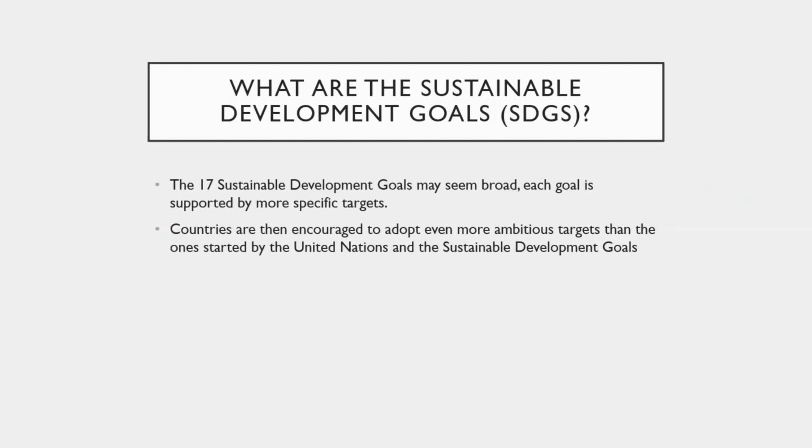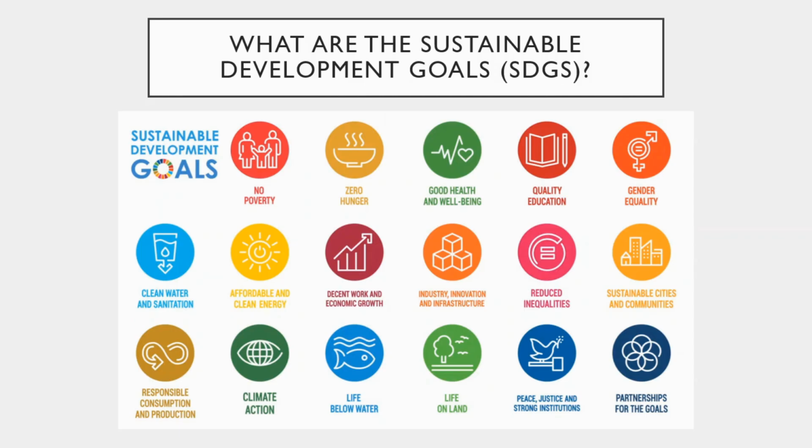So there's 17 United Nations Sustainability Goals. You do need to know these. They have been on the IB exam before. They're seen as broad goals, and they're supported by specific targets and outcomes for each one. Countries are encouraged to adopt even more ambitious targets than the ones stated by the United Nations. Here are the 17 goals right here. I'm not going to read them to you, but you do need to know these.